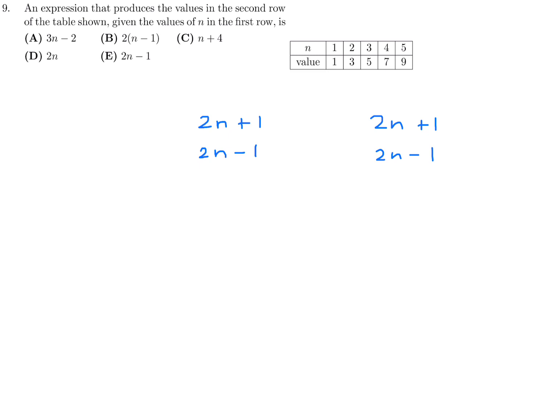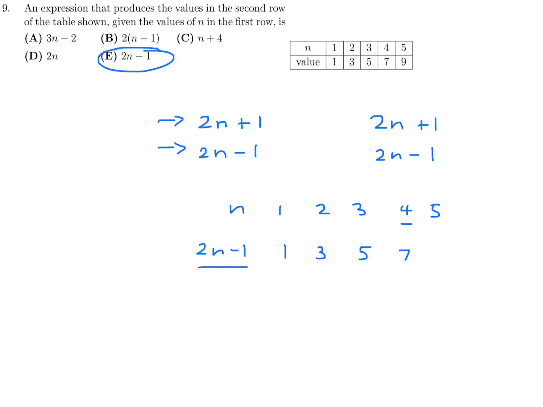So which one of these answer choices is one of these? When you stare at it, you realize that the only one is this one. Let's verify. It won't take that long. When n is 1, 2, 3, 4, 5, I plug them into 2n minus 1. When n is 1, this becomes 2 times 1 minus 1, which is 1. When n is 2, it becomes 4 minus 1, which is 3. When n is 3, it becomes 6 minus 1, which is 5. When n is 4, it becomes 7. And when n is 5, it becomes 2 times 5 minus 1, which is 10 minus 1, which is 9. So indeed, this is the expression. So number 9, the answer is E.